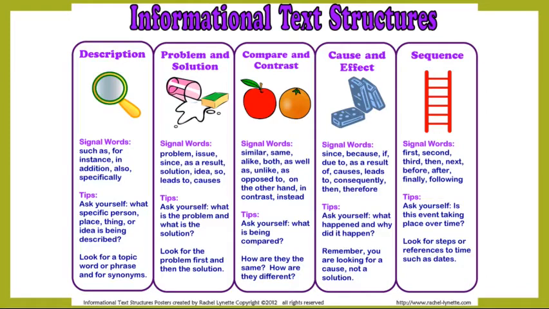Okay, so those are our 5 kinds of informational text structures. What are they again? Description, problem and solution, compare and contrast, cause and effect, and sequence. Now, let us look at your learning task.